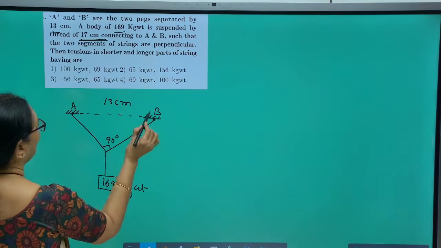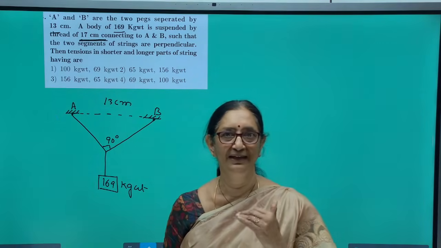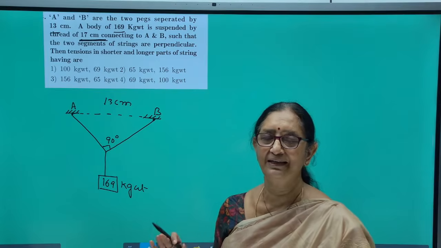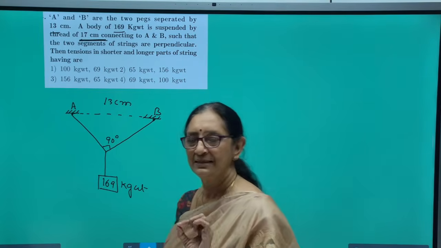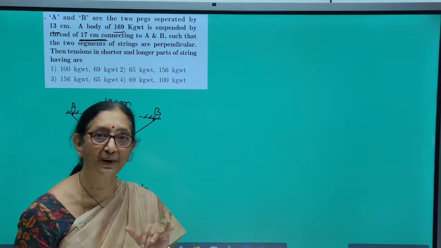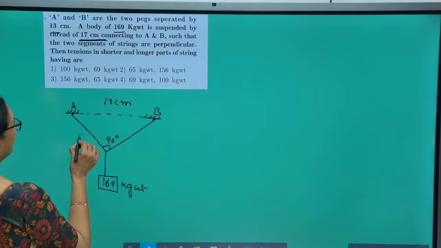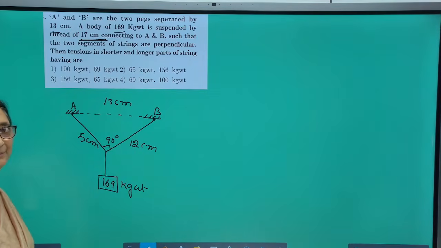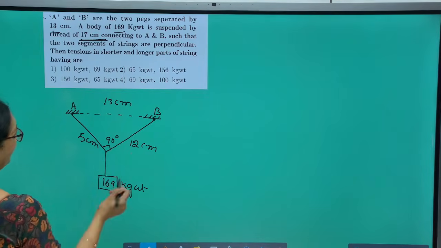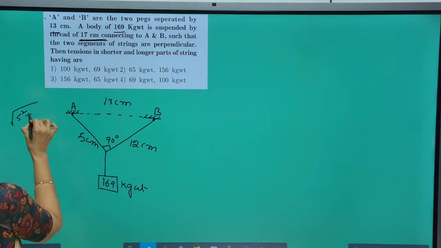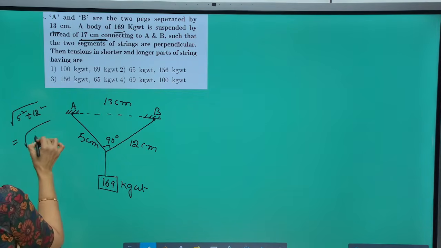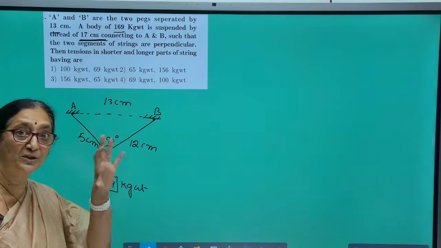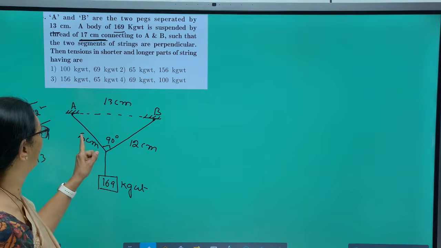Do you remember Pythagoras? We learned Pythagoras triplets while learning the basic mathematical concepts related to physics. Coming to the triplet 5, 12, 13, let us take this as 5 centimeters, this as 12 centimeters and this as 13 centimeters. To check, root of 5 square plus 12 square is 25 plus 144, root 169, that is equal to 13. If you have those basic concepts in mind, you can directly write these values.